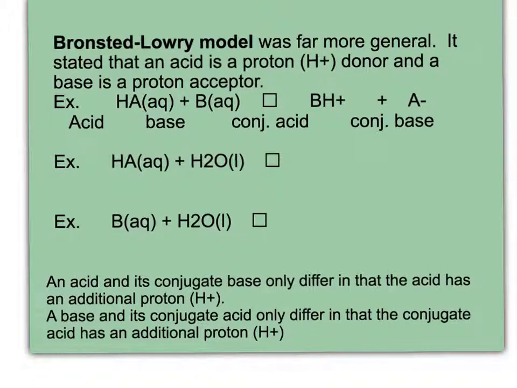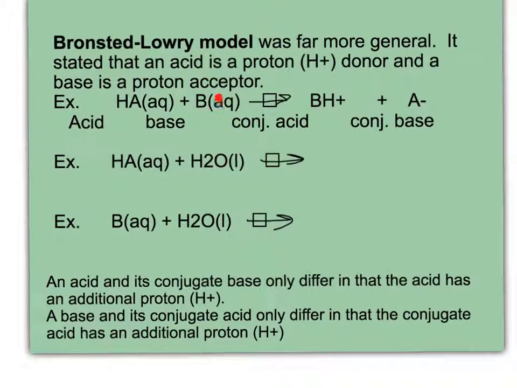So let's look at some examples here. My arrows are not showing, so let's rewrite them here. If we look at this first example, HA is just a generic acid. It starts with a hydrogen, as always. B is our generic base. So when they react together, according to Bronsted-Lowry, HA is the acid, so it's a proton donor. If it gives away an H plus, it then turns into A minus. After it loses an H plus, what's left would be an A minus.